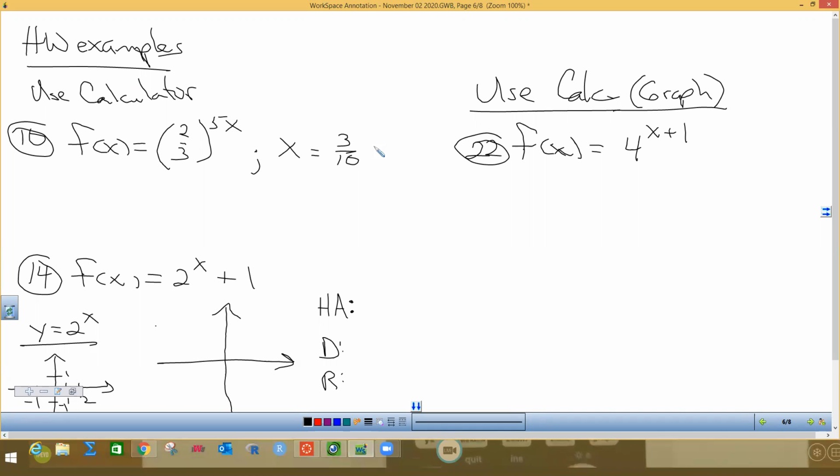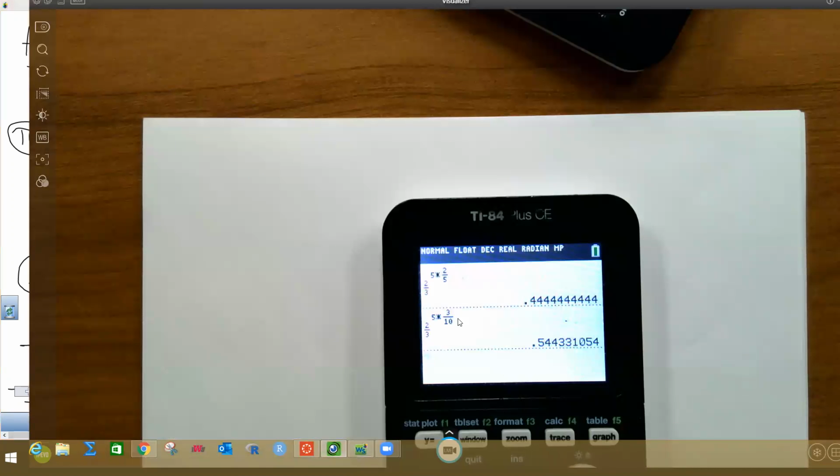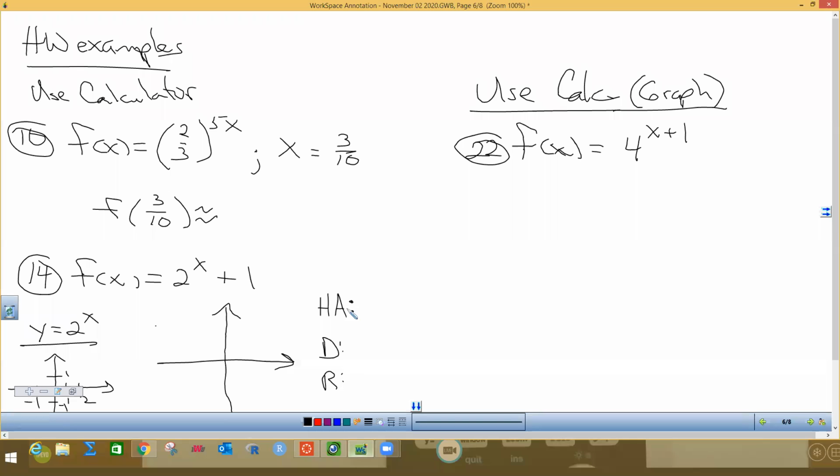So that is the answer I should have had. So this is going to be f of 3/10, because that's what I plugged into x, is approximately, and we're going to round this to 3 places. Maybe I didn't show that to you because I went back over. So I had to go back and change this to 2/5. If I hit just enter, it gave this thing back in there, and I went over and changed that to 3/10. And so 0.544 is rounding to 3 decimals.